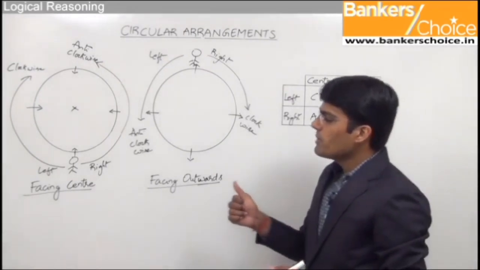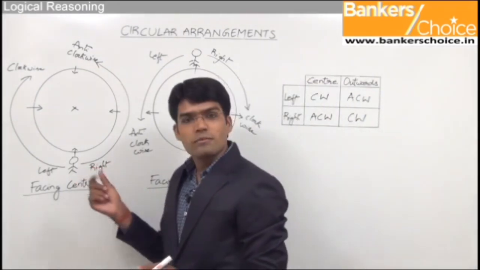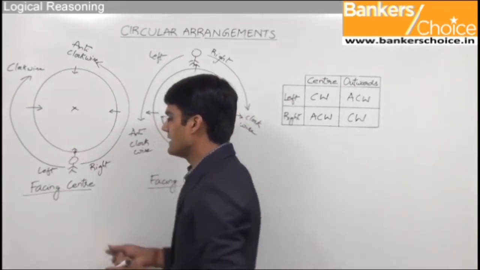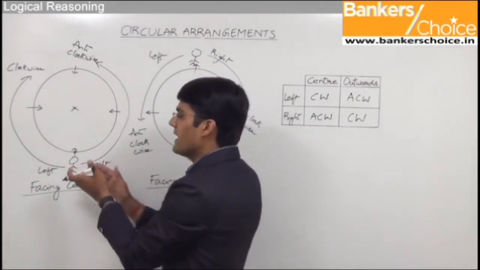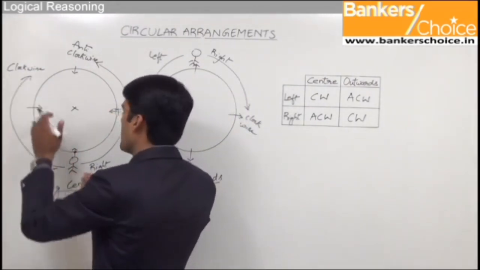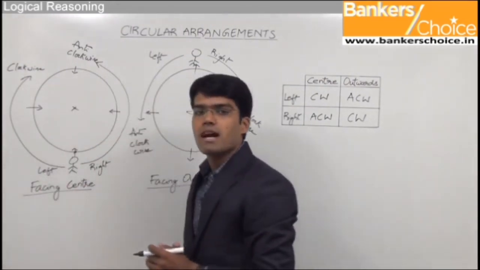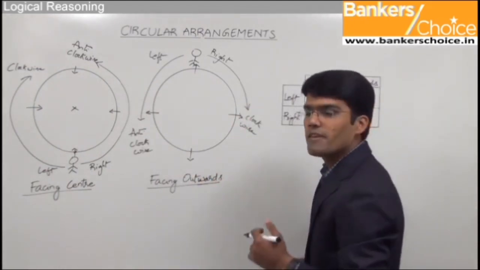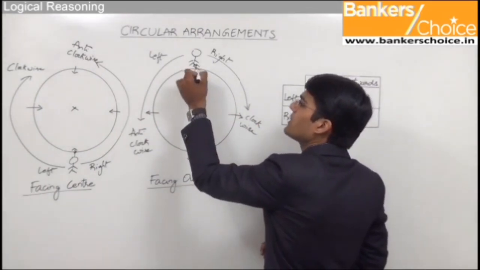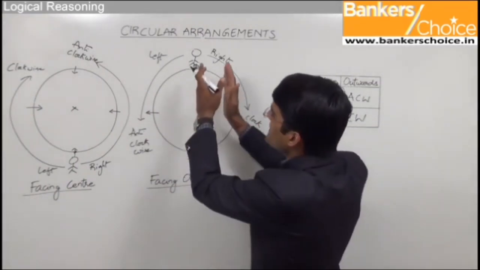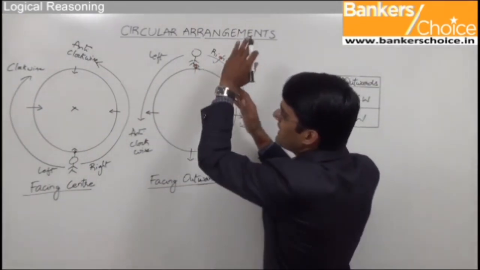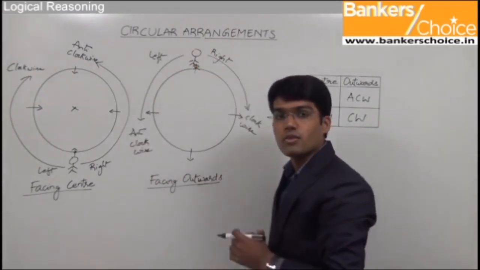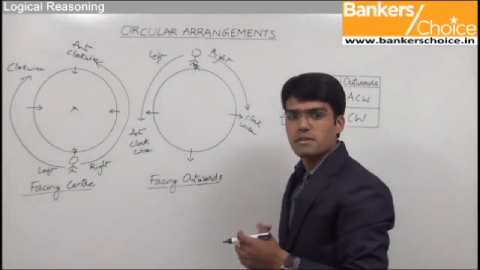The other point which should be understood here is whenever a group of persons are facing center, it is always better to start from the bottom position, that is this position, because the left of the person is nothing but towards our left and the right of the person will be towards our right. Similarly, when a group of persons are facing outwards, it is always better to start the arrangement from the top position, because when a person is taken in the top position facing outwards, left of the person will be towards our left and right of the person will be towards our right. So it will be convenient for us to start the circular arrangement.